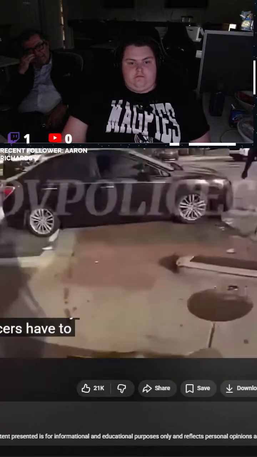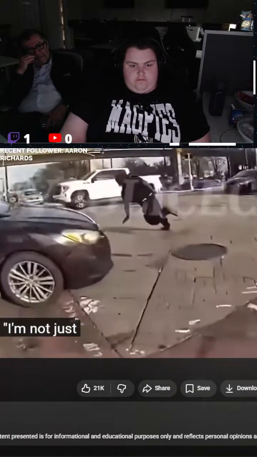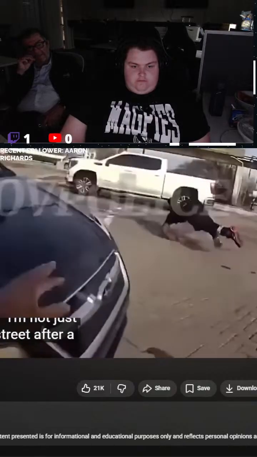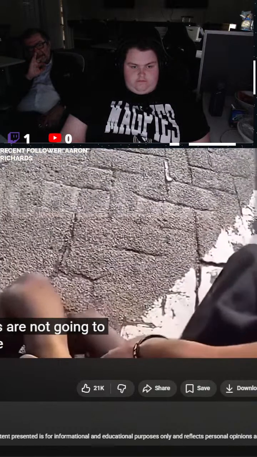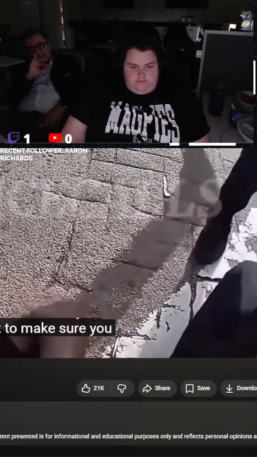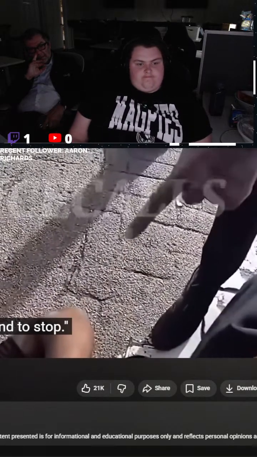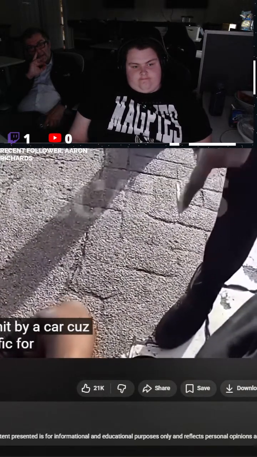Officers have to have that caution to say, I'm not just blindly running into the street after a person, because vehicles are not going to stop, even though you have the right of way at that moment. You've got to make sure you have the presence of mind to stop. Fortunately, no one got hit by a car, because it would have been horrific for just about everyone there.